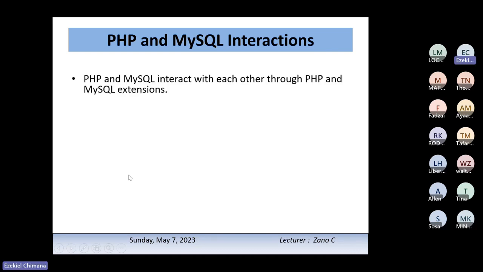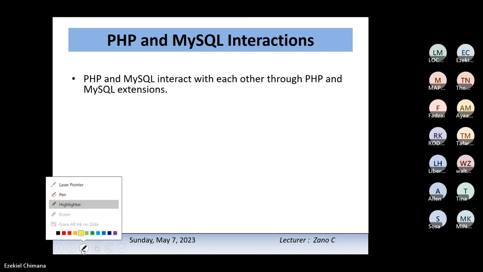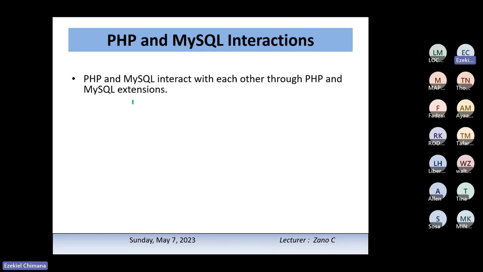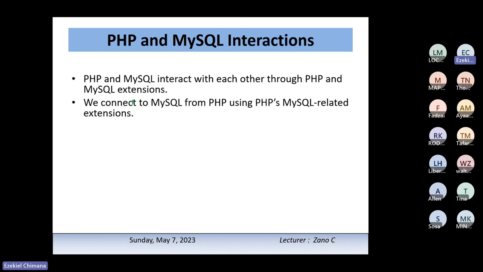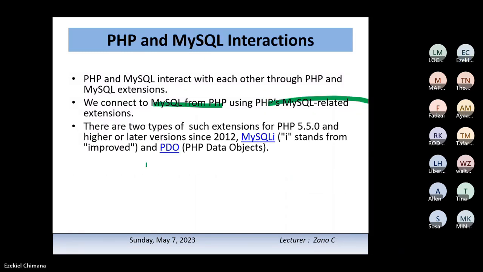So PHP, I need my highlighter. So PHP and MySQL interact with each other through PHP and MySQL extensions. So we connect to MySQL from PHP using PHP's MySQL related extensions. So there are two types of such extensions for PHP, in 5.5.0 and higher or later versions since 2012. There is the MySQLi, where i stands for improved version, or you can use the PHP Data Object, the PDO.